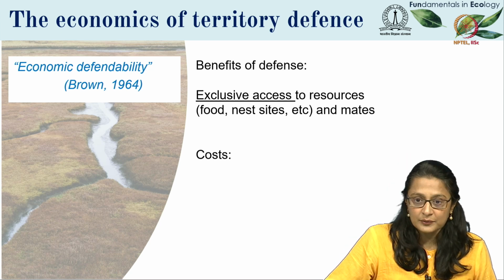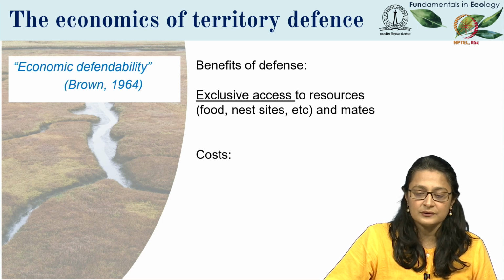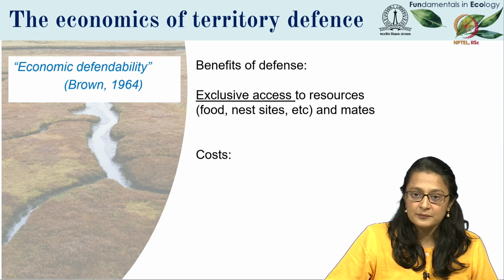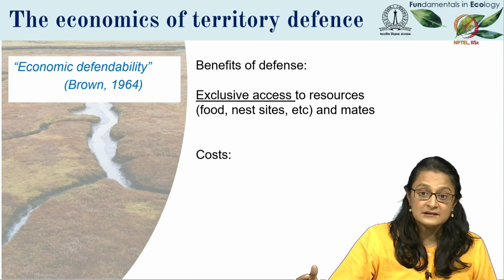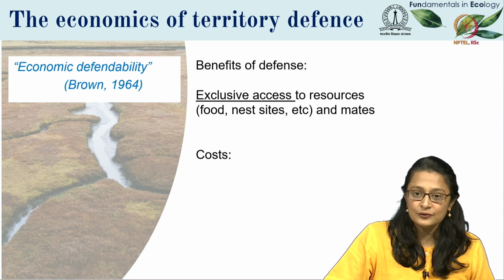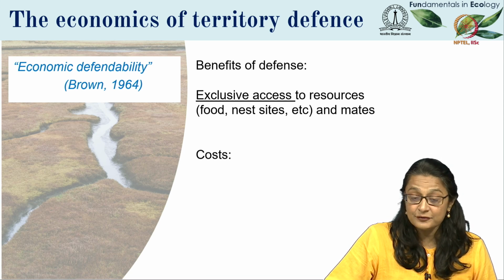So if animals, like birds, for example, actually defend territories, we must think about the economics associated with territory defense. The benefits are clear, right? As we discussed before: access to resources, food, nest sites, safety, and even mates. But with the ideal free distribution, we're saying access is all you get. With territory defense, you have exclusive access, because you're preventing others from accessing the resources you have. So the benefits are clear.